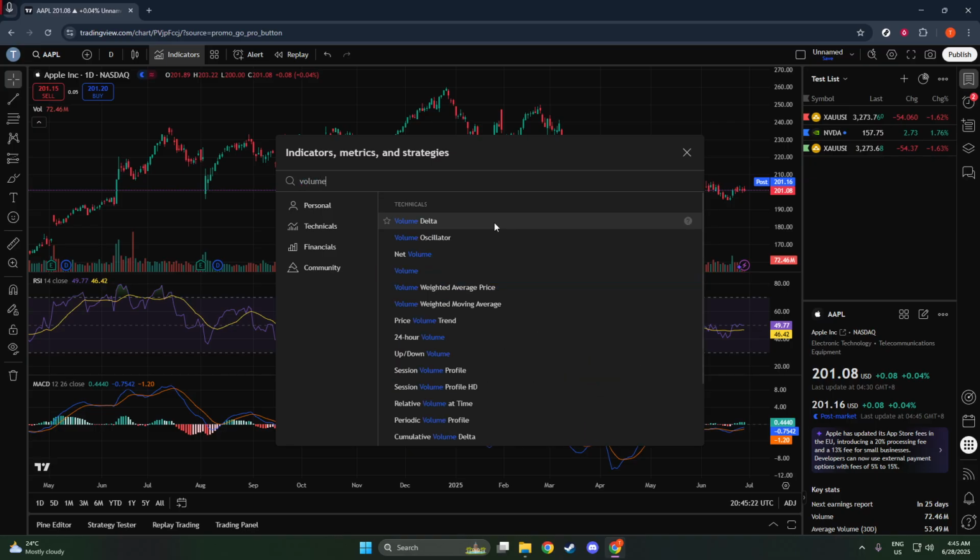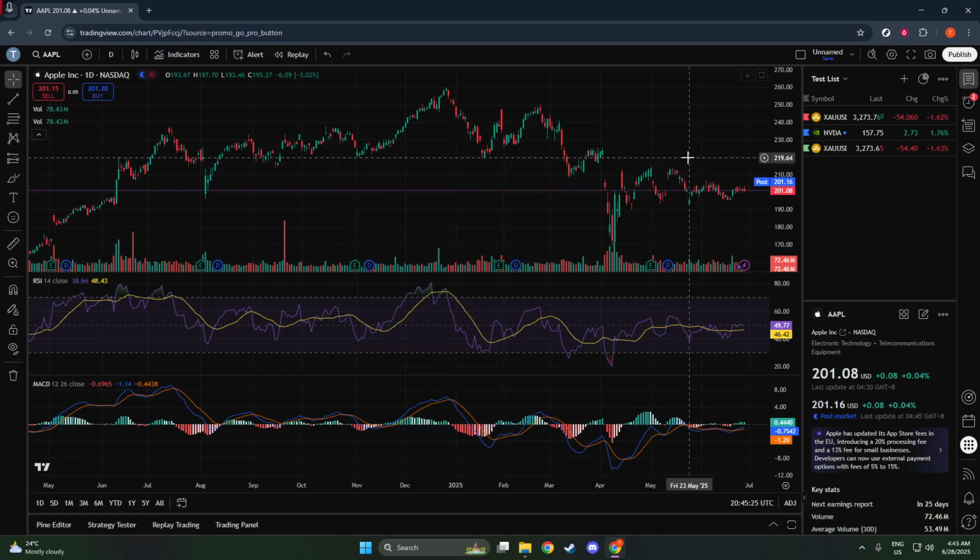Finally, we have volume indicators like on-balance volume, known as OBV, and the simple volume indicator, which are crucial for confirming or questioning the price movements you see. Volume measures the number of shares or contracts traded and can provide a deeper insight into the strength behind a move. If price moves are supported by high volume, it is often seen as more credible.